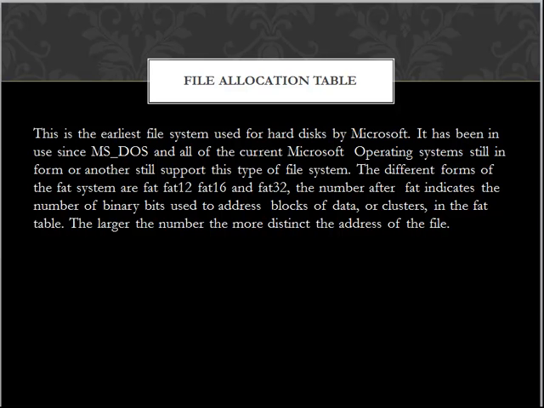The different forms of the FAT system are FAT, FAT12, FAT16, and FAT32. The number after FAT indicates the number of binary bits used to address blocks of data, or clusters, in the FAT table. The larger the number, the more distinct the address of the file.